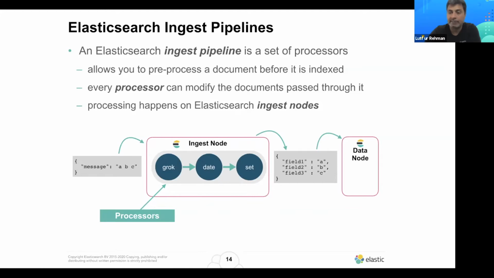In terms of ingest pipeline, we run that ingest pipeline on ingest nodes. Like in an example here, we're sending this data, which has a message field "A B C", and we have an ingest pipeline running on an ingest node, which has three processors: grok, date, and set. As an outcome, you can see that we have field 1 with value A, followed by field 2 with value B, and field 3 with value C.